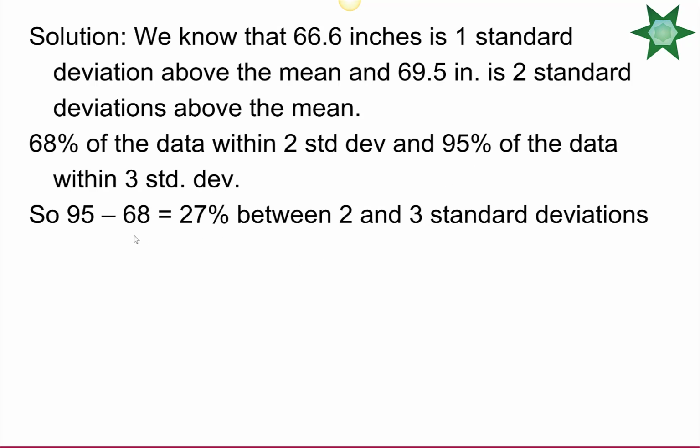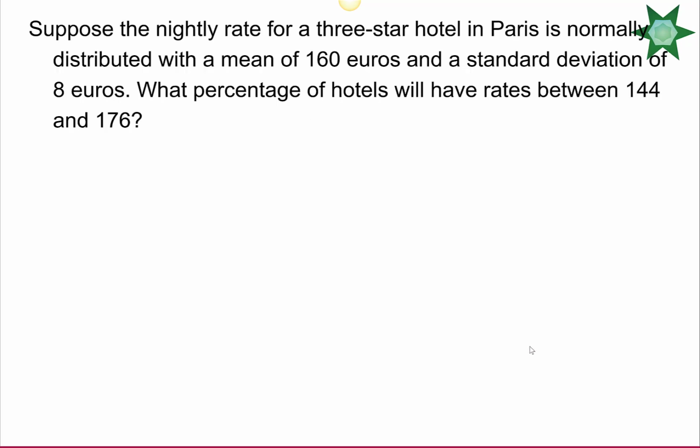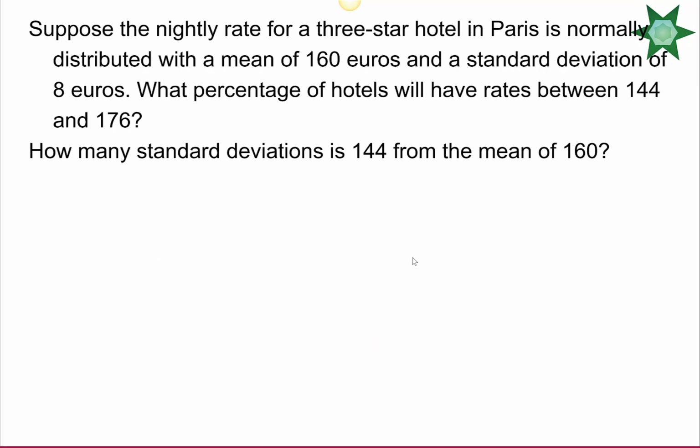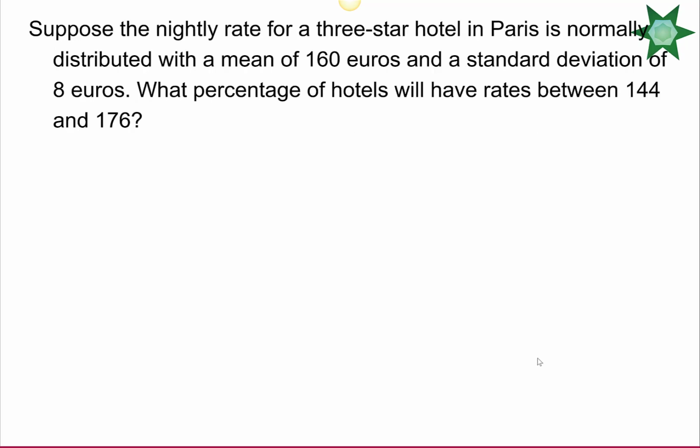So if we look at the difference between those two, 27% is going to fall between 2 and 3 standard deviations, but we're only looking on one side of the curve here. On the high side, we're going from 66.6 up to 69.5, so we would expect about 13.5% of the women to have heights in that region. Let me go back for a second. We would expect about 13.5% of the women to be between 66.6 and 69.5 inches tall.